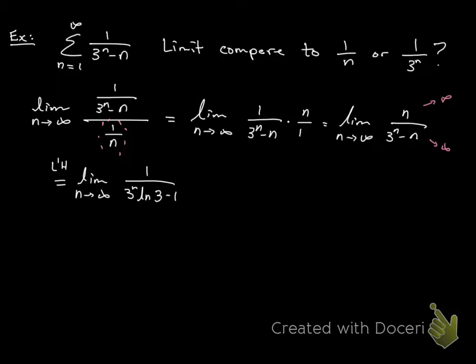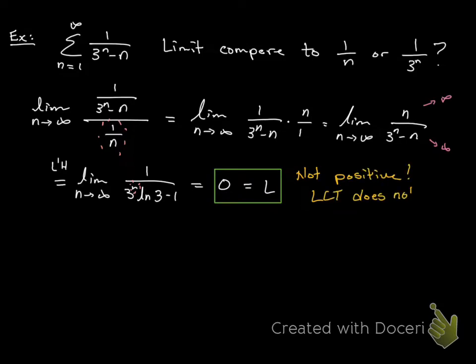Now I only have one n, down here in the denominator, and as n goes to infinity, that's going to grow and grow and grow. So the denominator keeps growing, the numerator stays at 1. This limit is 0. That's my L, but it's not positive. This is not a positive limit. It's 0. That means the limit comparison test does not apply.